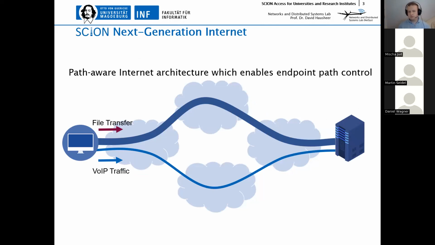So for example, if you have a file transfer application that is very intense on bandwidth, it can choose a path that is bandwidth optimized. That means it will probably choose segments that provide a lot of network capacity at a certain point. Whereas a voice over IP application, for example, may choose a latency optimized path that potentially doesn't provide as much bandwidth, but is heavily optimized in reducing the latency between the source and the destination.